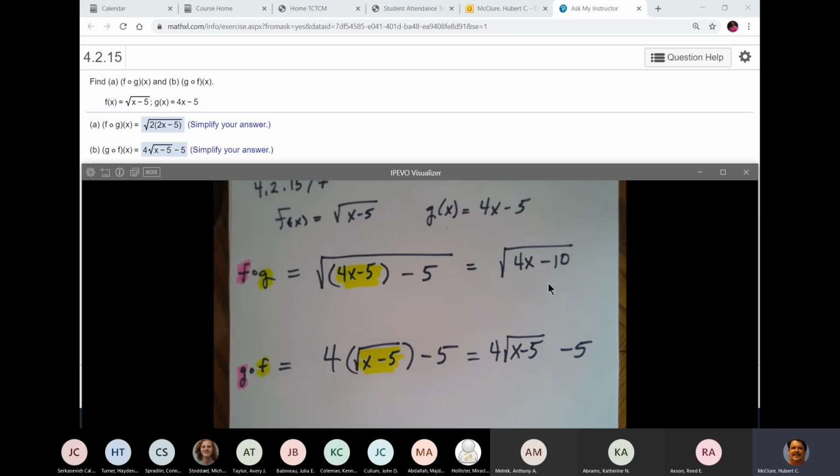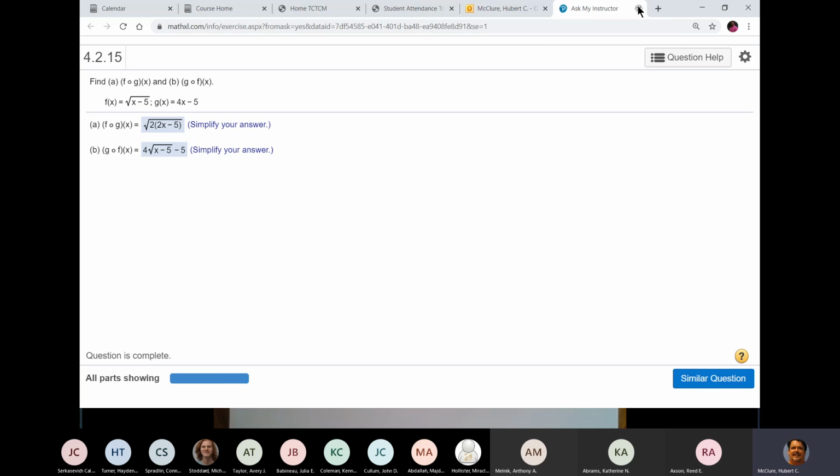I wouldn't factor out anything. I'd just leave it like that. Good test questions. All 3 or 4 of these so far are good test questions.